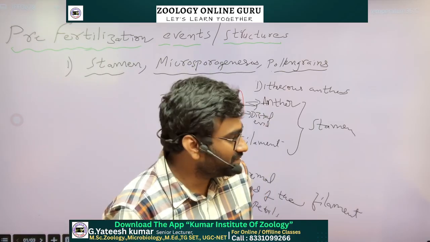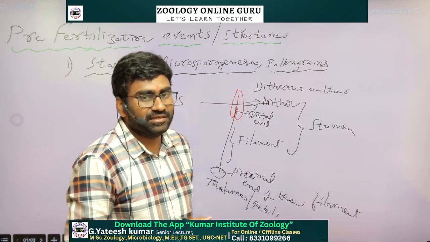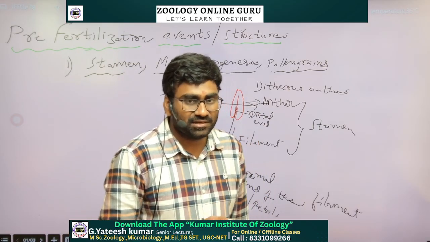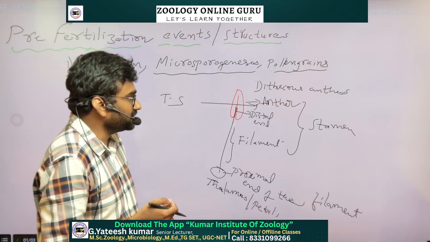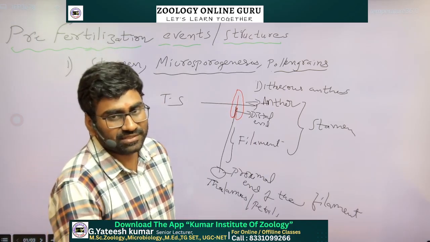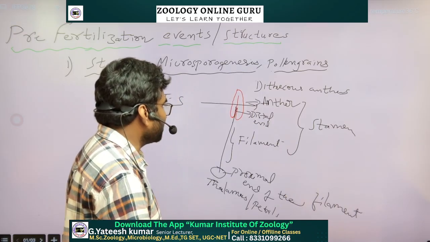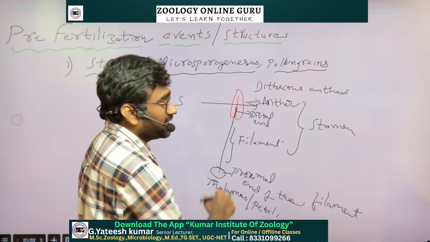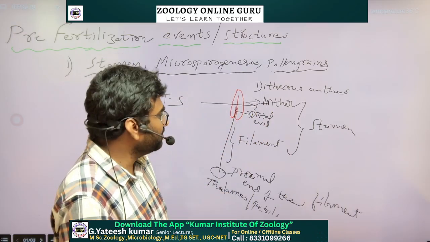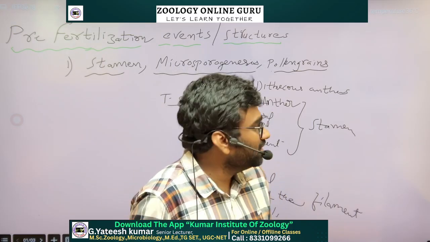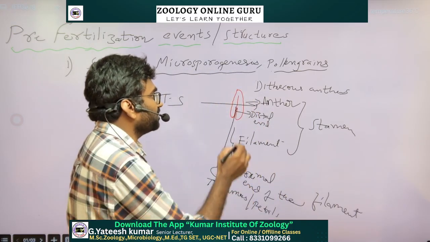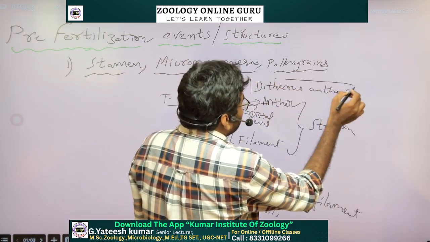It is bilobed, and each lobe contains 2 theca, and overall it is known as the tetrasporangiate structure. We shall discuss the internal part of the TS of anther, the transverse section of anther, and it mainly contains 4 parts. And remember, most of the flowering plants have dithecous anthers.